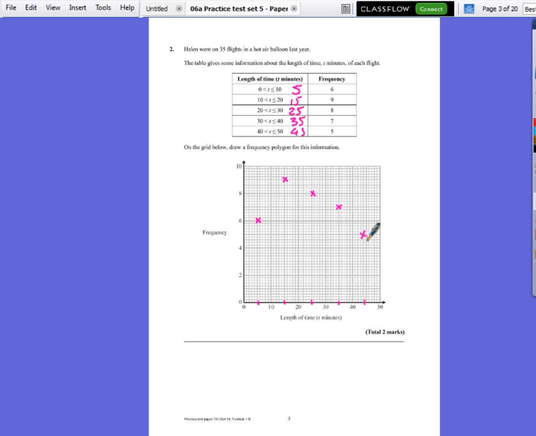Finally, with a frequency polygon, we join each of the crosses together with a straight line. So always use a ruler with this. It's not a line of best fit, that's for a scatter graph. So your frequency polygon should look like that.